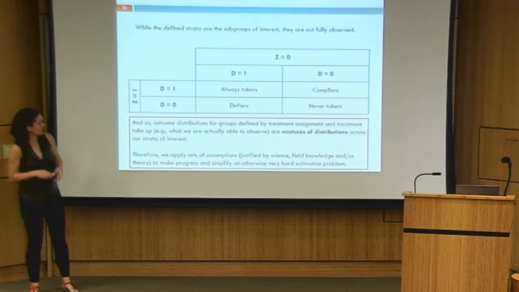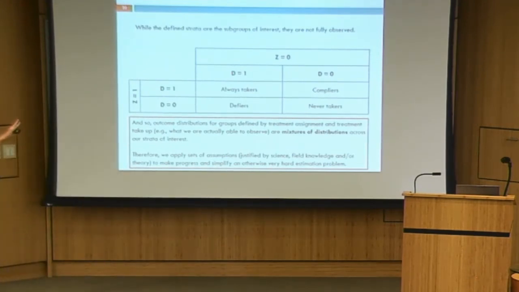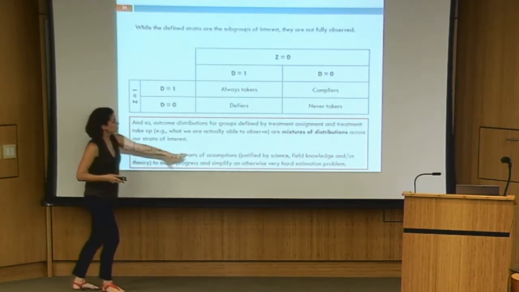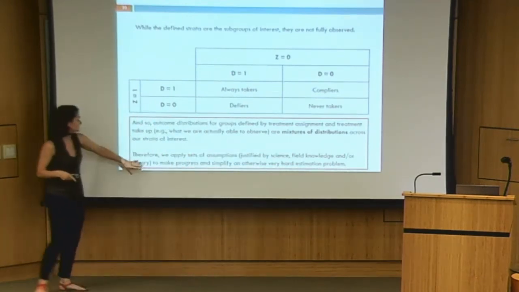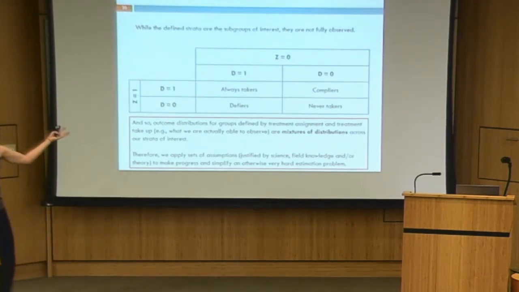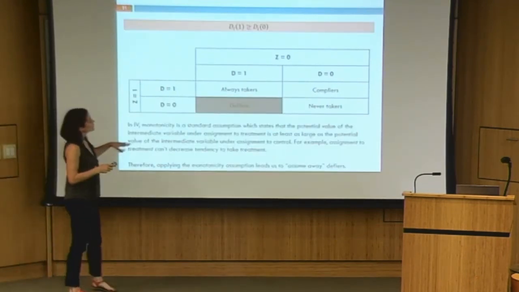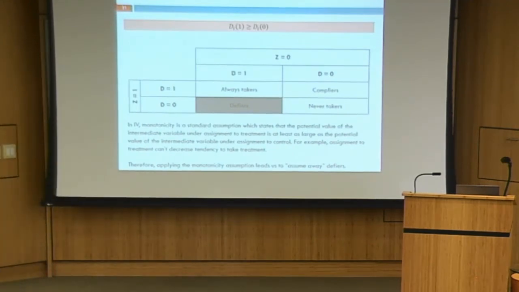So here's where we're going to say, we've defined in entirety all the groups that we might care about. Now let's start to apply some assumptions in order to simplify this problem and begin to make it more tractable, because separating out all of these different distributions is a hard thing to do. How can we apply assumptions justified by science, by what we know about our field, and by theory, to make progress and begin to simplify this picture? Now we're going to walk through those IV assumptions that you've been hankering for.